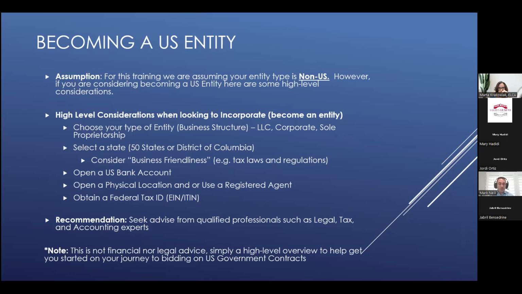I highly recommend, if you are considering this route, that you seek qualified professionals: legal, tax, accounting. There are so many different options here and so many different ways that this can play out, and they are highly dependent upon your specific needs and your specific business structure. This is meant to just be a general guide of what you can expect if you were to become a US entity.